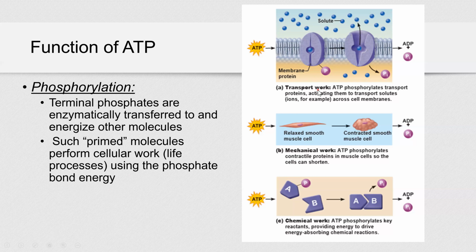So here are the three examples of work that require ATP. It can be transport work. ATP phosphorylates transport proteins, activating them to transport solutes across a cell membrane. Mechanical work: ATP phosphorylates contractile proteins in muscle cells so they can shorten. Or chemical work: ATP phosphorylates key reactants, providing energy to drive energy-absorbing chemical reactions. Right? So that's how your body uses ATP to do transport work, mechanical work, or chemical work.